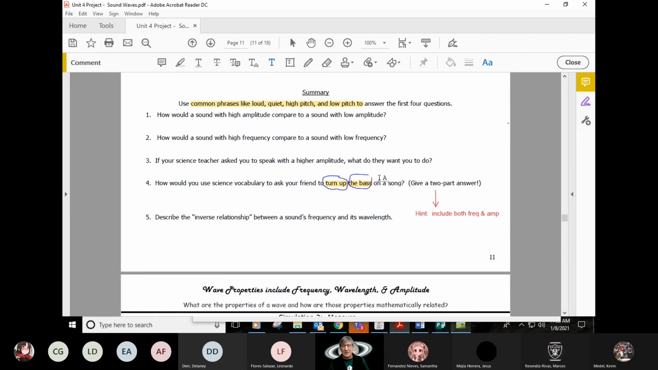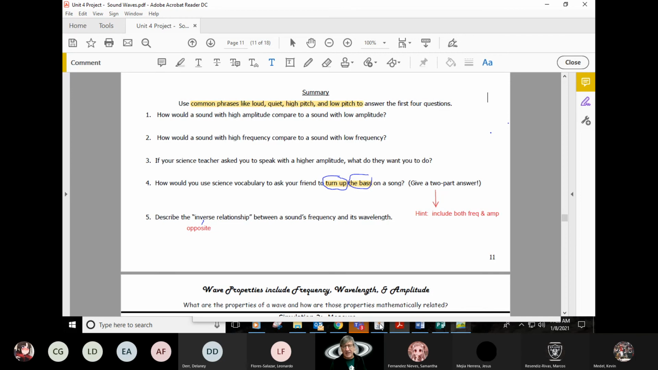Okay, and then we got to talk about question number 5 here. It's asking about this inverse relationship. And let me describe this word inverse. First of all, it means the opposite of something. So inverse means the opposite. What I mean by that is that when we have an inverse relationship, when one thing gets bigger, the other thing gets smaller. That would be the inverse, the opposite, right? As one thing goes up, the other goes down.